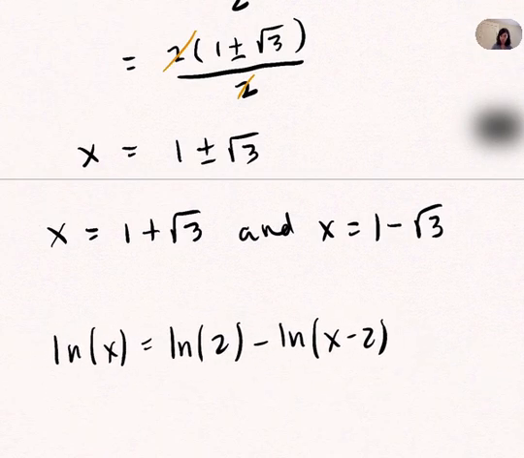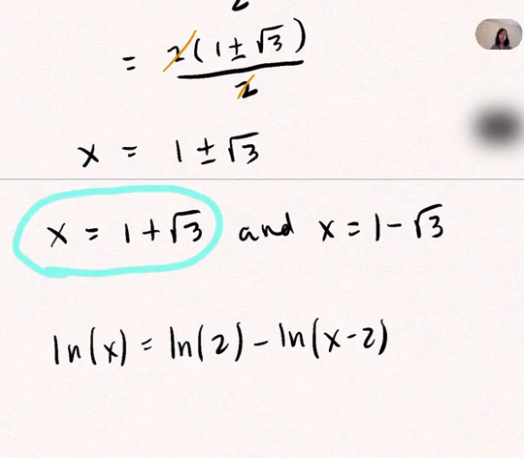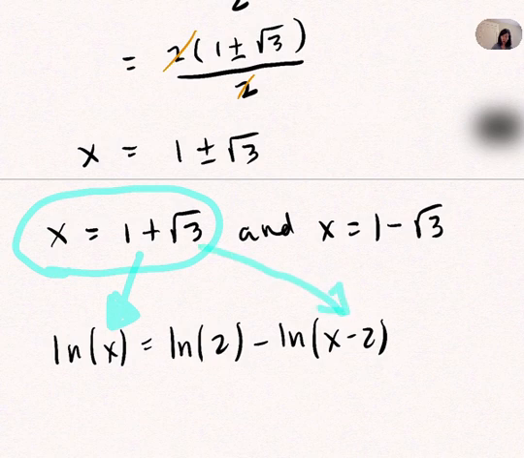Now we want to see if we can plug both of these in. So this one right here, 1 plus square root of 3, is a positive number. We just want to make sure that when we put it into this x spot and then this x minus 2 spot, we don't get something that's not in the domain of ln. The domain of ln is, you have to only plug in positive things. So when you plug in this number, do you get a positive thing in here? Do you get a positive thing in here? When you plug in 1 plus square root of 3, you do get a positive here, and you do get a positive here. So this is an okay answer.